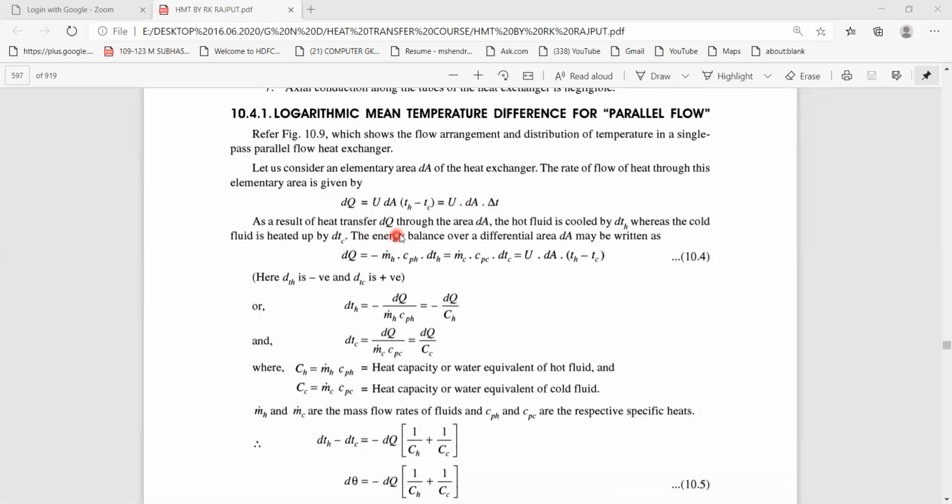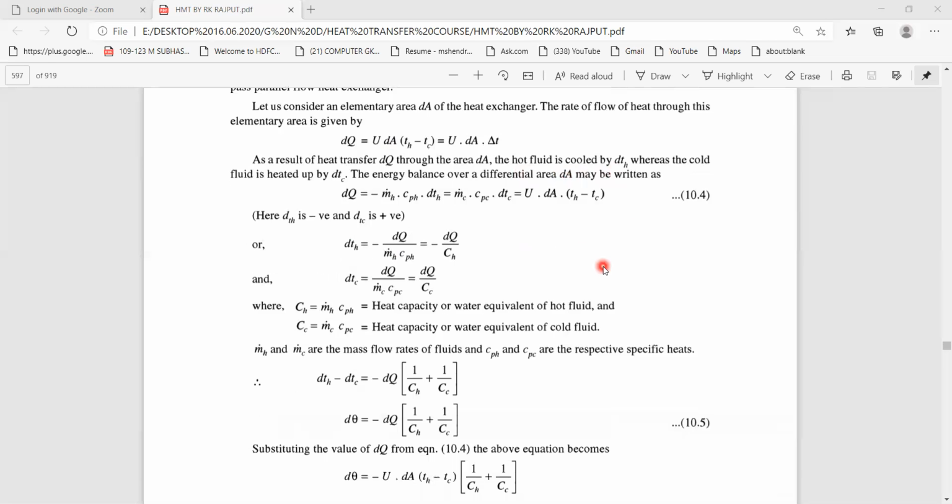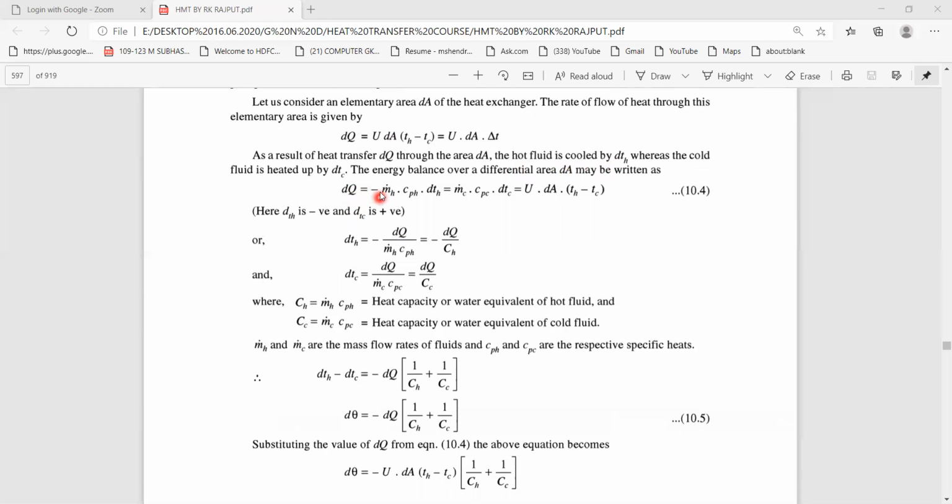As a result of heat transfer, that is dQ through the area dA, the hot fluid is cooled by dTH, whereas the cold fluid is heated up by dTC. So dTH is the decrease in temperature of hot fluid within that element, and dTC is the increase in the temperature of cold fluid within that element. Now for the energy balance over the elemental area dA, this can be written as dQ equals, this is very important, minus m Cp dTH.